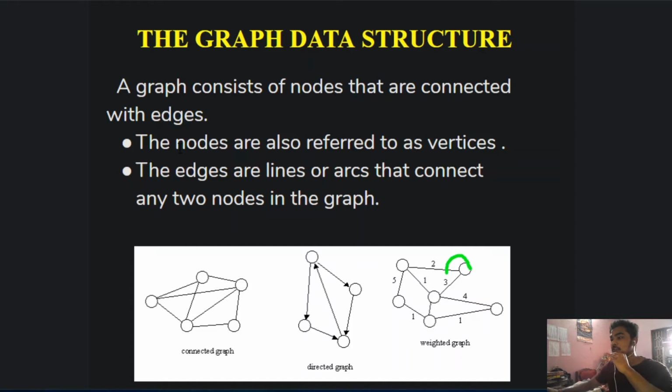Okay guys, now let's see what a graph data structure is. A graph consists of nodes that are connected with edges, right? So here, what are nodes? These circles that you see, those are nodes. Here there is a node, these all are nodes, right?